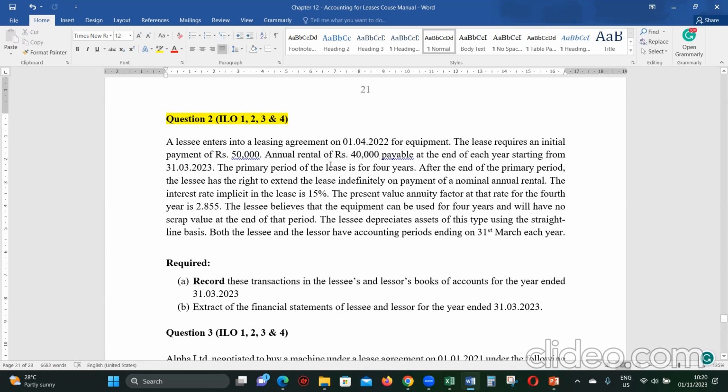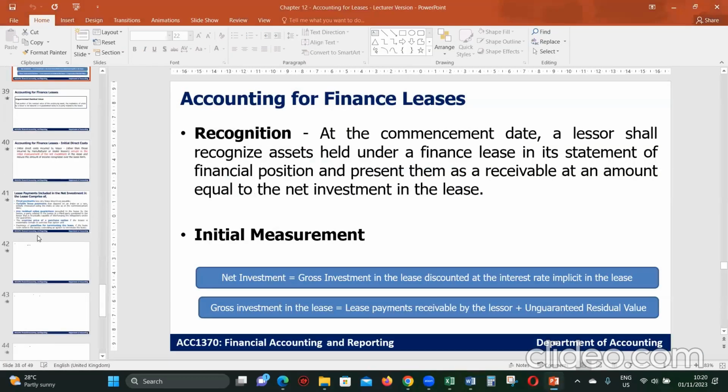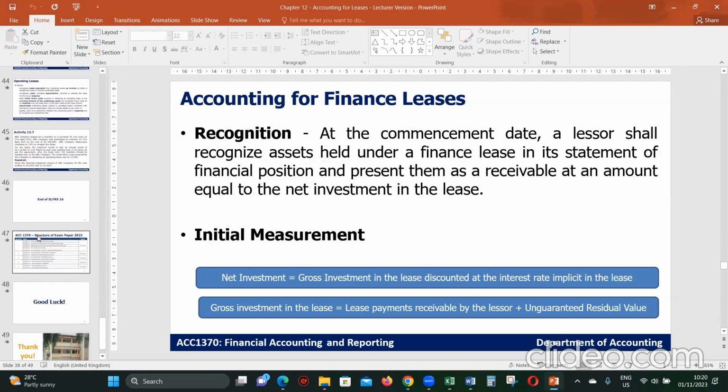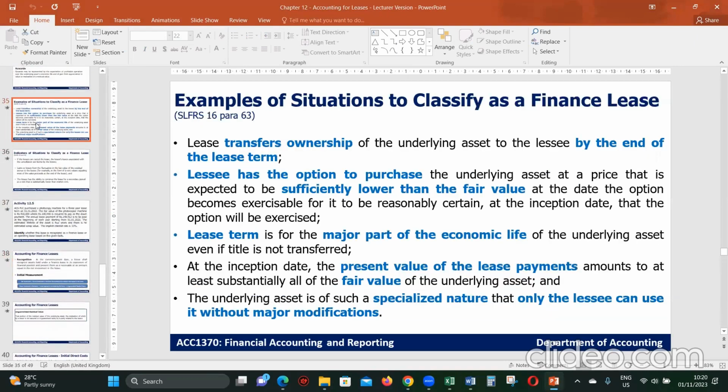The primary period of the lease is 4 years. That means the lease term is 4 years, right? After the end of primary period, the lessee has the right to extend the lease indefinitely on payment of a nominal annual rental. Now, looking at this clause, you need to remember this thing. What is that? You need to remember finance lease and operating lease, right?